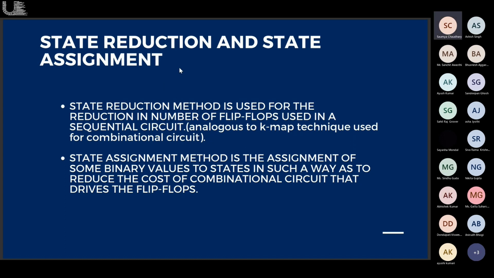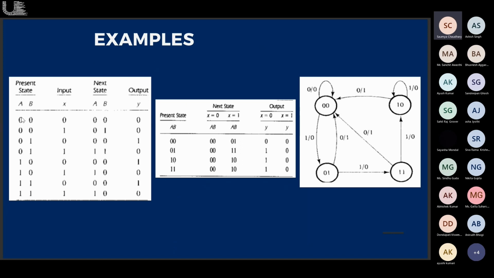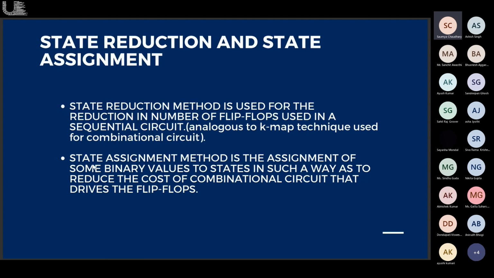Now, state reduction and state assignment. State reduction is reducing the number of states by eliminating the equivalent states. So what is an equivalent state? If the next state and the output of any two states are the same for the same inputs, we call them equivalent states. Here you will not find any equivalent state. We'll give an example later.